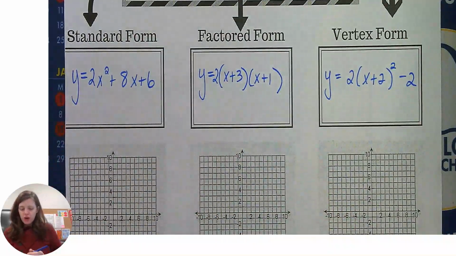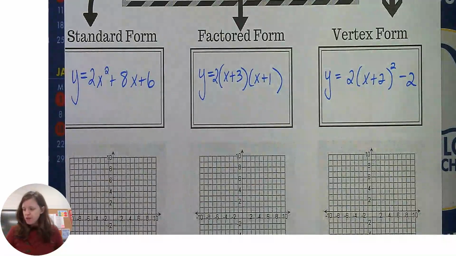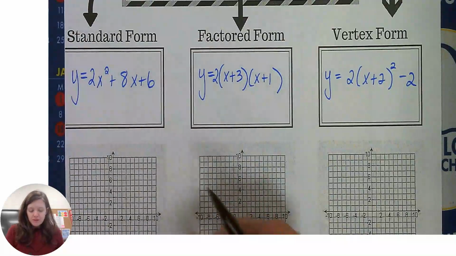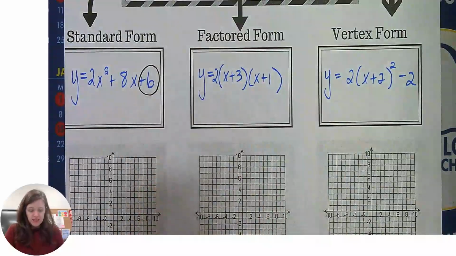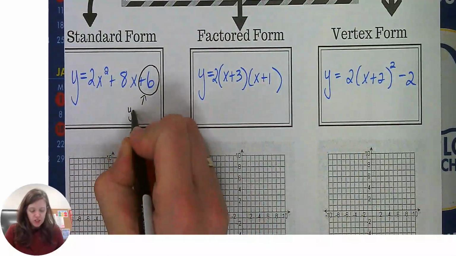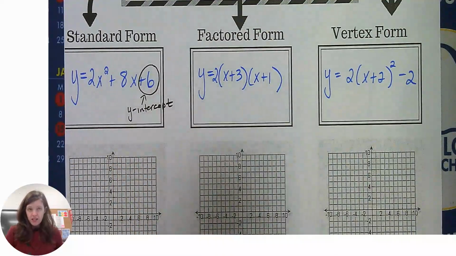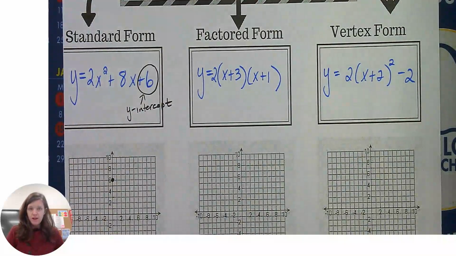So in the first one that I'm looking at, the standard form, there's good things about standard form, but there's a little disadvantage in some ways because there's not much that's visible to you, just looking at it, except for the y-intercept, okay? And we know that that 6 at the end, just like in a linear equation, is my y-intercept. So that's one thing I know: that 6 is going to be a point on my graph, and it's going to be right there.